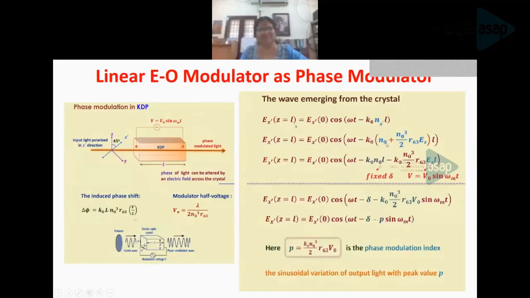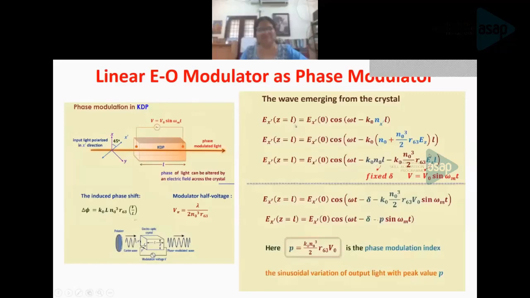The second part is a constant factor, k0 n0 L. This is a fixed phase part, not depending on the applied voltage. The third part depends on the applied voltage, which is now variable. Ez is actually V by L, and L will cancel, so this is V. The first and second parts are constant, and the third part is the phase modulated part.